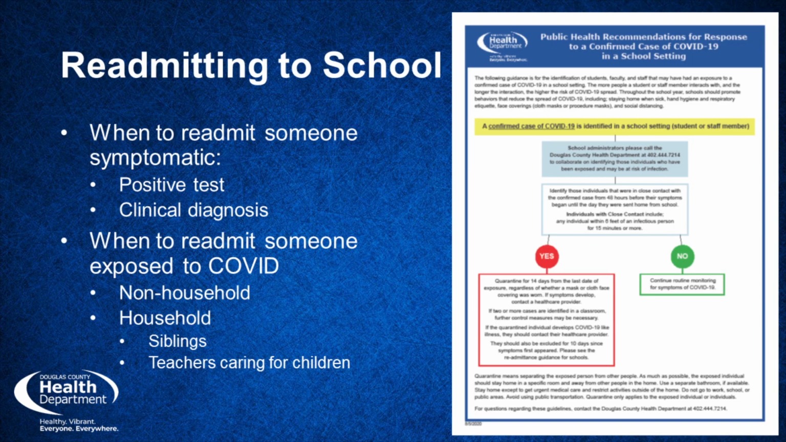Next, let's discuss when to readmit people to school. We talked a little bit at the beginning about when to readmit someone who is symptomatic. Someone who tests positive for COVID-19 needs to be out for 10 days from when their symptoms started. So if their symptoms start on August 1st, they need to be home through August 11th and can return to school on August 12th.